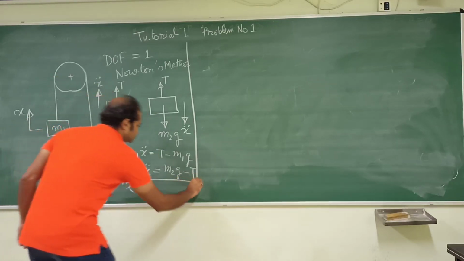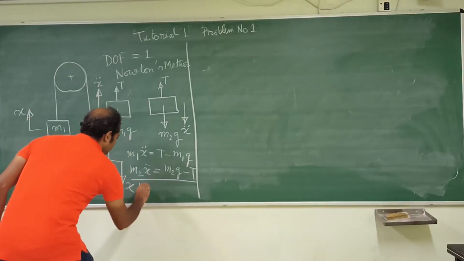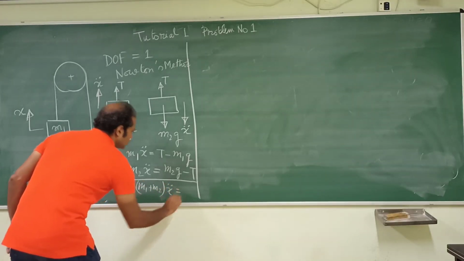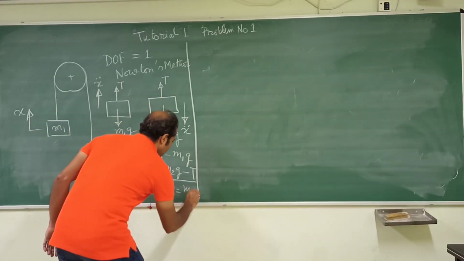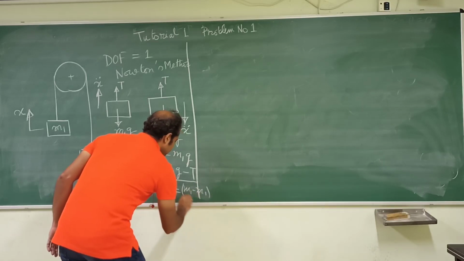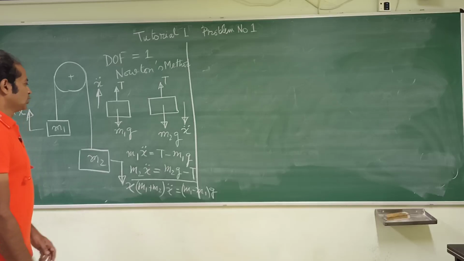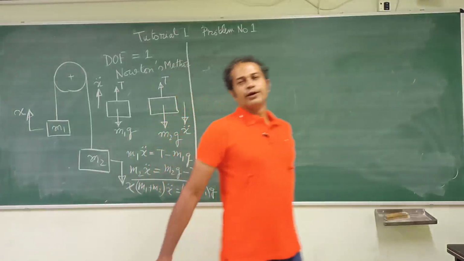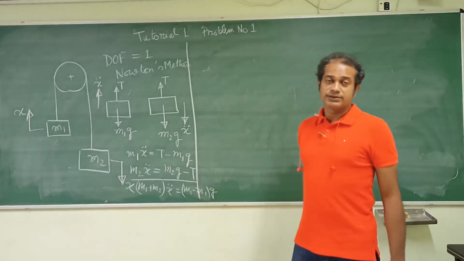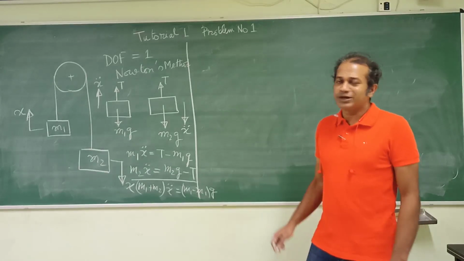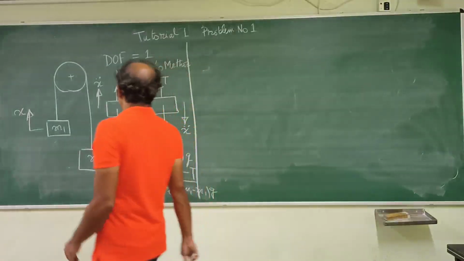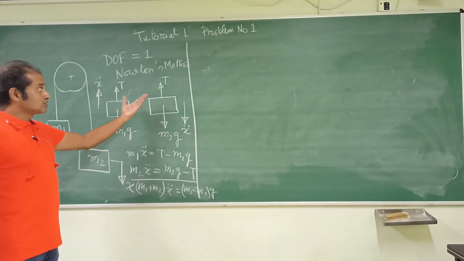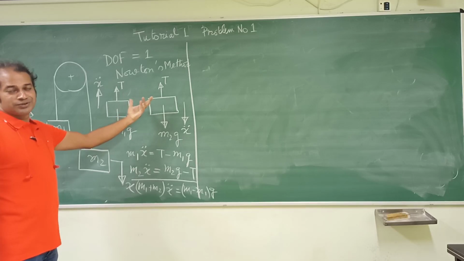and you are going to get M1 plus M2 times x double dot is equal to M2 minus M1 times G. So look carefully over here. We have to deal with the tension that we cannot bypass. But tension is not going to do any work. So essentially you are dealing with two equations, but my degrees of freedom is equal to 1. One equation is good enough to solve.